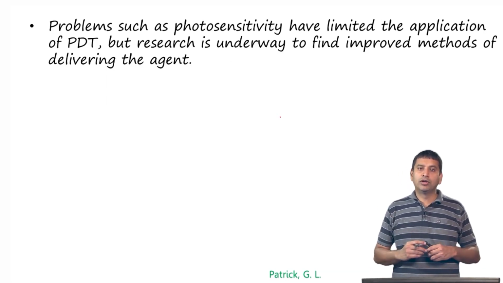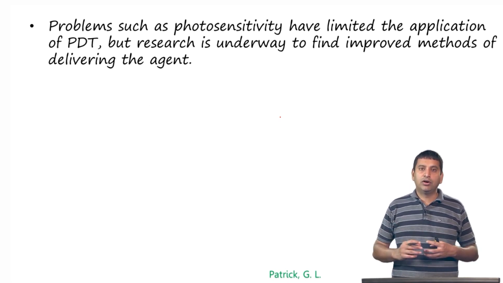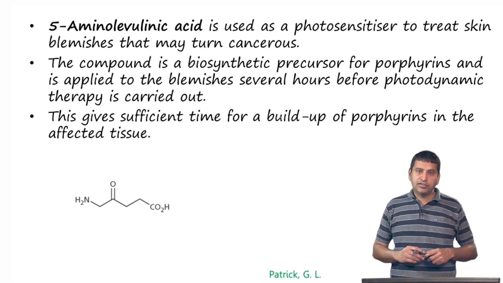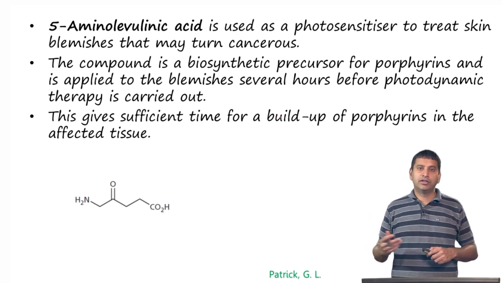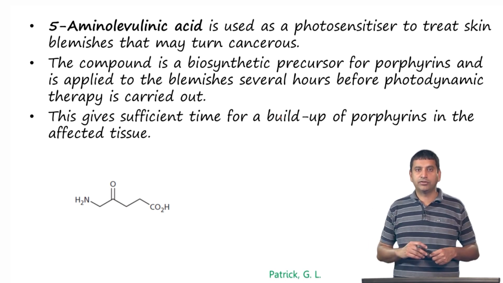People are trying to figure out how to improve the method of delivering this agent. Another example of a photosensitizer is 5-aminolevulinic acid, whose structure is shown here. This molecule is used to treat skin blemishes which may actually turn cancerous.